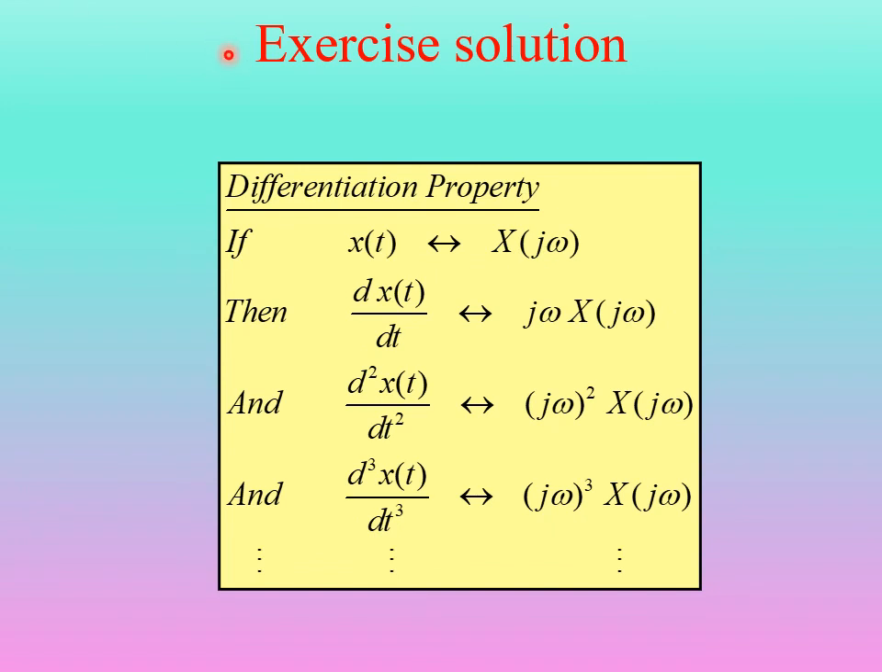Here's the solution. Each time you take a derivative, you pick up a factor of j omega. If you have a first derivative of x, you end up with j omega times the Fourier transform, big X. If you have a second derivative of x with respect to time, you pick up a factor of j omega squared times the Fourier transform, big X. And this just repeats. A third derivative would lead to j omega cubed in front of X, and so forth.